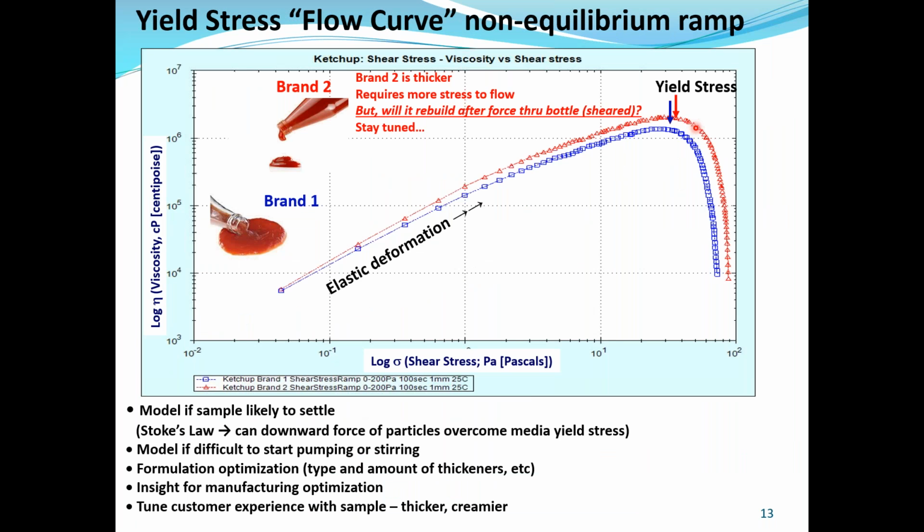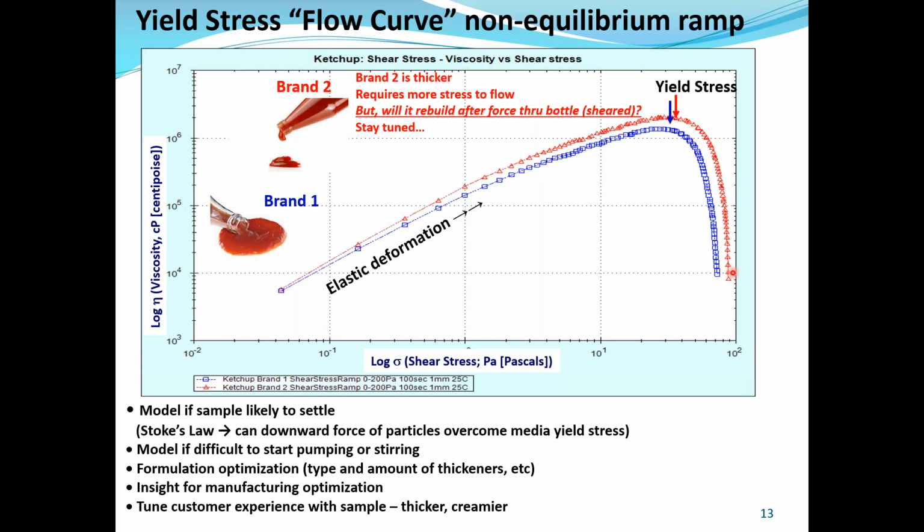Okay, this is a flow curve of two ketchup samples. Brand 1, brand 2, these are just right out of the store. And you see there is an elastic deformation as the stress is increasing, and then at some point we've overcome the structure of the product and the viscosity drops. We've gone past the yield stress. You can see that brand 2 in red has a higher yield stress, higher viscosity than brand 1.